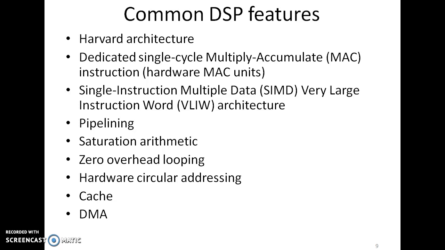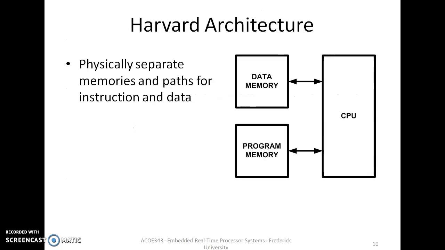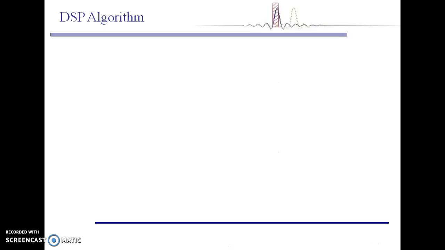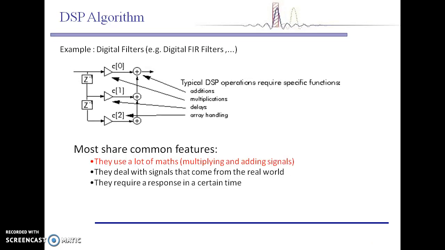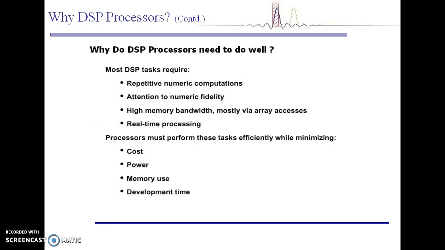It has a dedicated single cycle multiply accumulate instruction, single instruction multiple data, it follows VLIW architecture, and it has zero overhead looping and so on. Harvard architecture, as we said earlier, has separate memory for data as well as program. DSP algorithm: these are basic digital FIR filter structures.